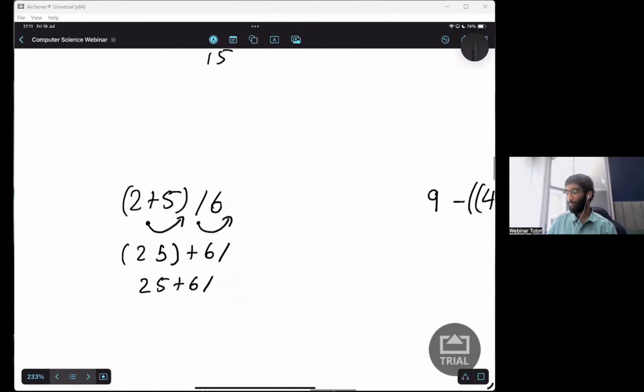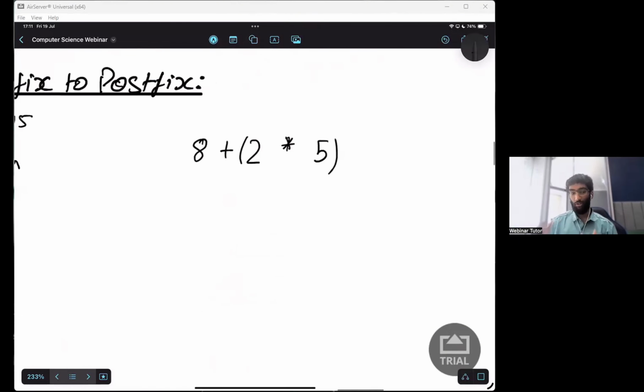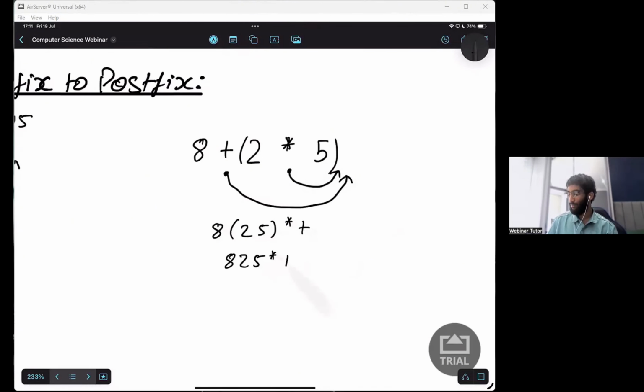Nice and easy. Now, we're going to do this one, exact same thing, starting from the right-hand side. Find the first operator, move it out of the way. Then you head down till you find the next operator, take that, move it out of the way. We're left with 8, 2, 5, multiplication, plus. Remove the brackets: 8, 2, 5, multiplication, plus.